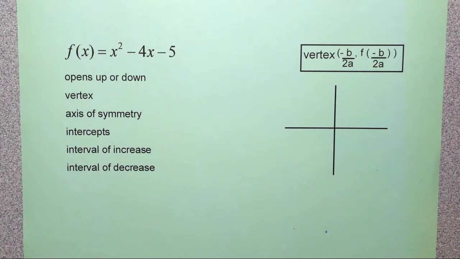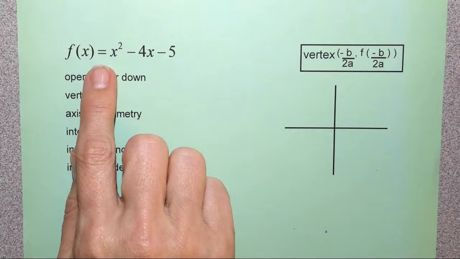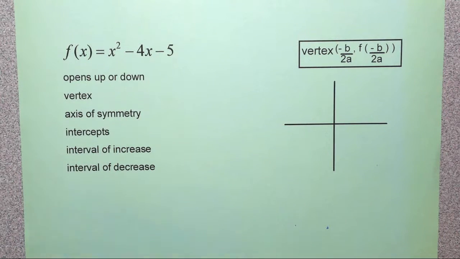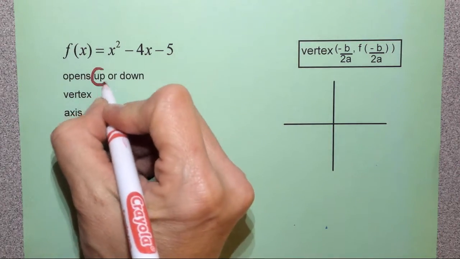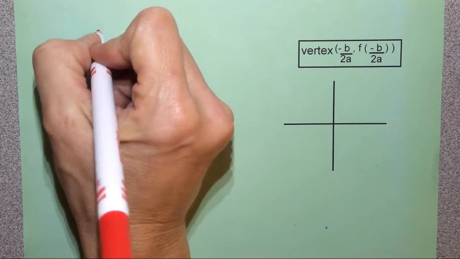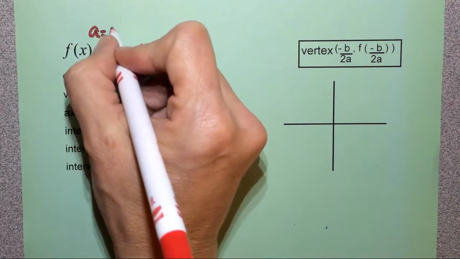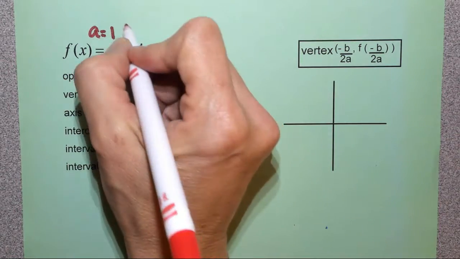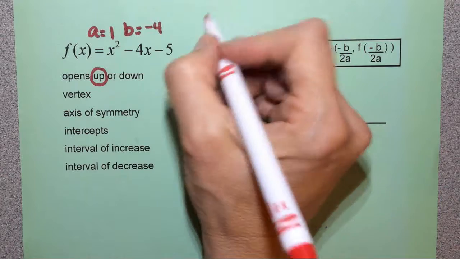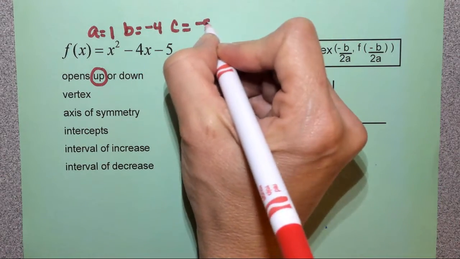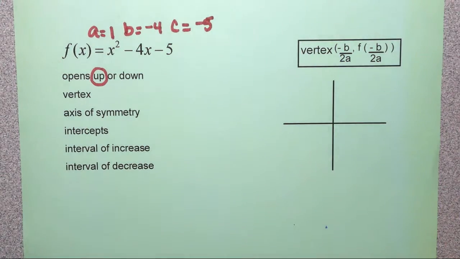So the first thing we're going to notice about this equation is it starts off with a positive x squared. Because it starts off with a positive x squared, it's going to open up. I know that a is the number in front of x squared, so a is 1. B is my middle term, which is negative 4. And c is my constant, which is negative 5.